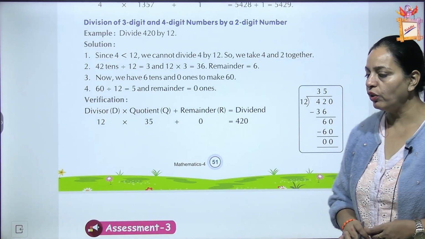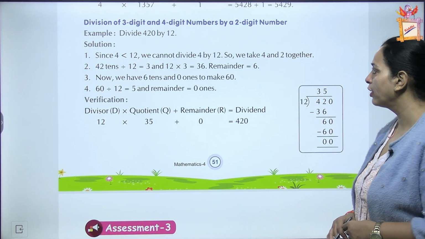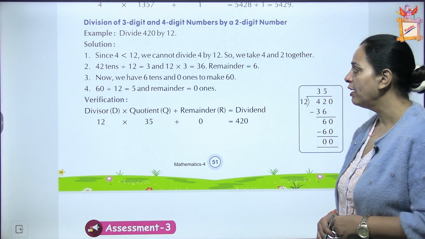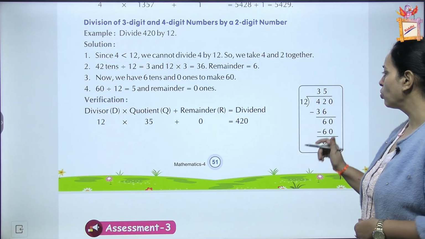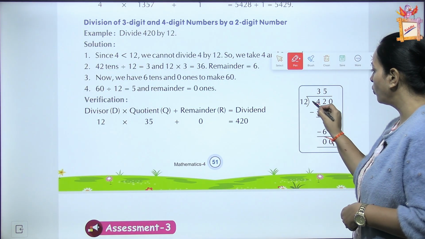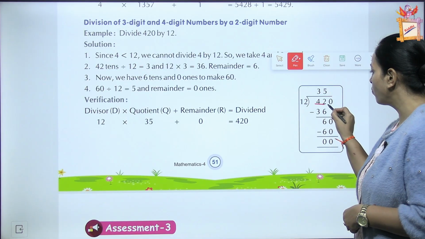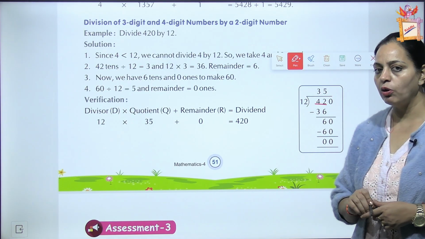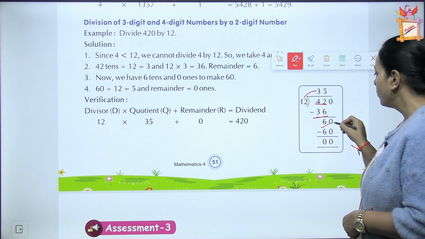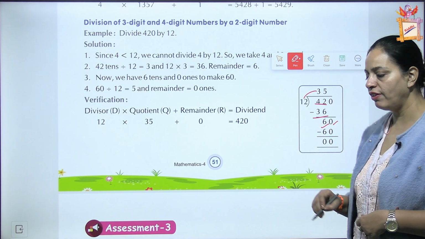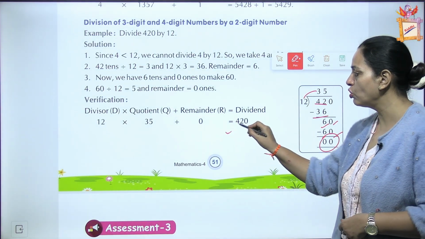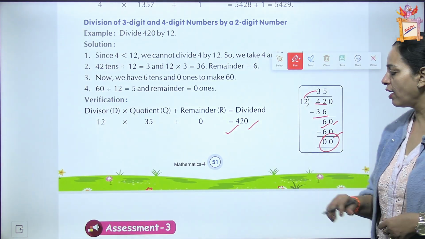Now division of 3-digit and 4-digit number by a 2-digit number. See example 420 divide by 12. So first take 4. 4 is less than 12. So take 2 digits, 42. Now recall the table of 12. 12 3s are 36. Minus कर देंगे 6. Then 0 here. 12 5s are 60. So remainder is 0 and 35 is the quotient. We can verify our answer.